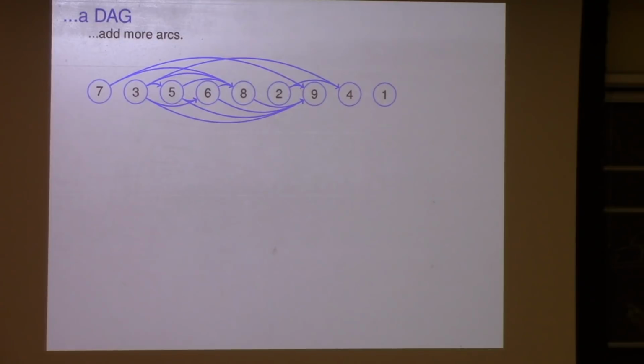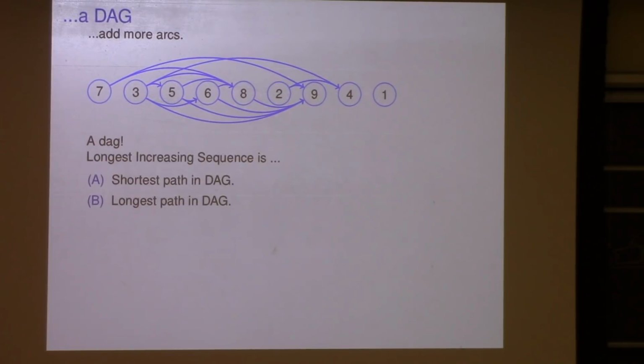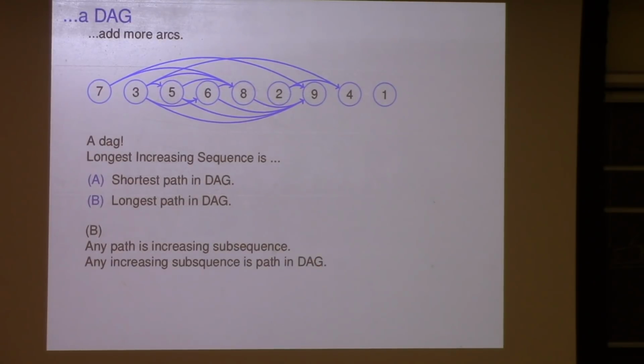So then you can put in all the arcs. The arc from 9 to 4 is not there, the arc from 9 to 1 is not there, you see? And now the question is, it's a DAG. The longest increasing sequence is exactly A or B. And we just talked about how to do that. Any path is an increasing subsequence. Any increasing subsequence is a path in the DAG. So this is the algorithm. It's really just longest path in a DAG for this particular solution.